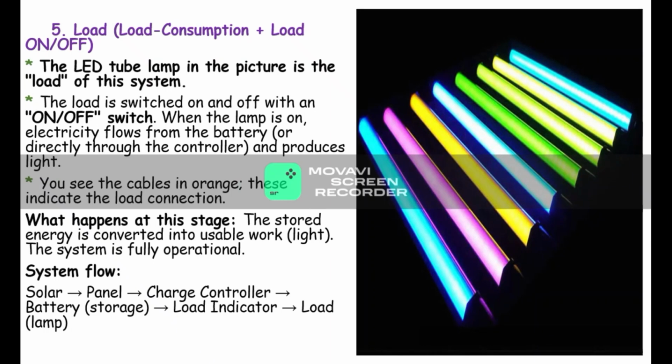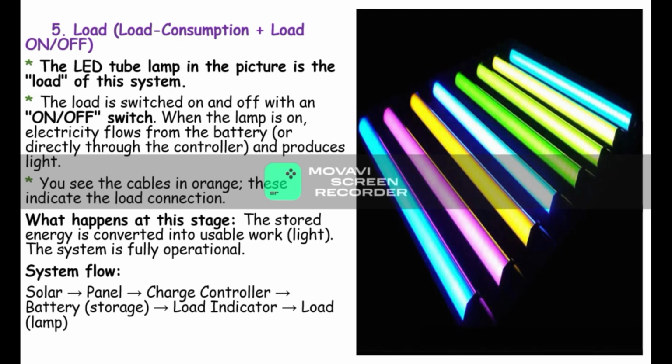The fifth component is the load, or load consumption, plus load on and off. The LED tube lamp in the picture is the load in the system. The load is switched on and off with an on-off switch. When the lamp is on, electricity flows from the battery or directly through the controller and produces light. You can see the cables in orange. These indicate the load connection. What happens at this stage? The stored energy is converted into usable work, which is light. The system is fully operational.